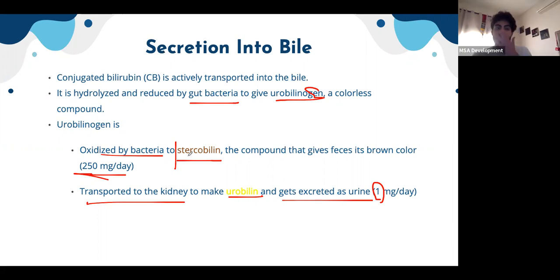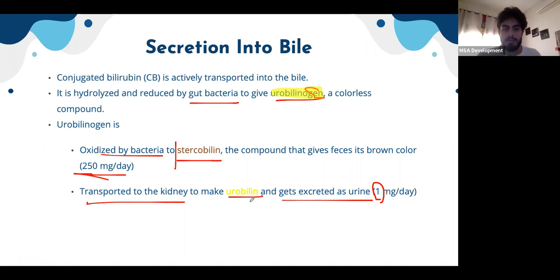Okay, so what's important here to know is that here we go from conjugated bilirubin to urobilinogen, and this is what's important to know. After urobilinogen is when we go to either stercobilin or urobilin.